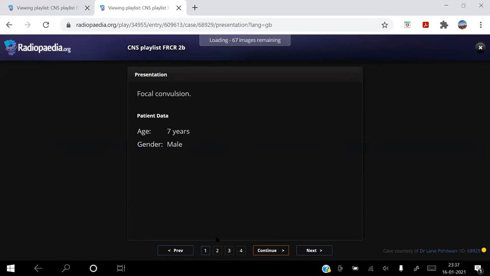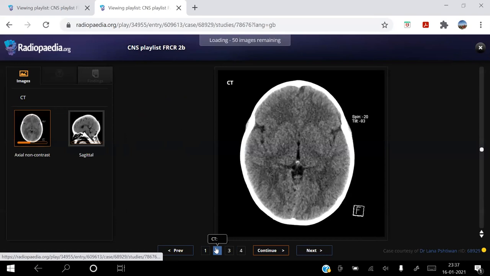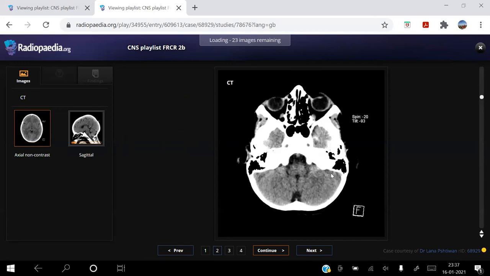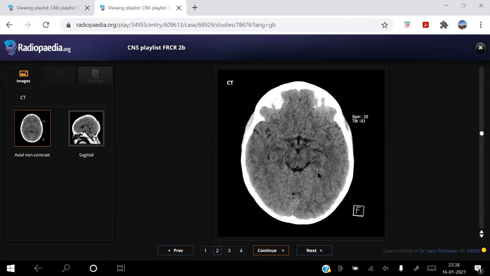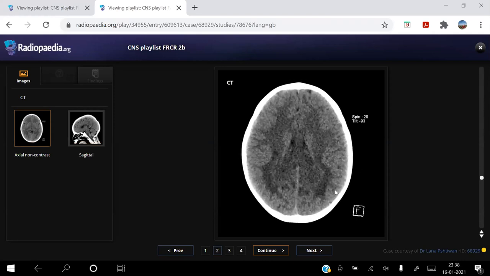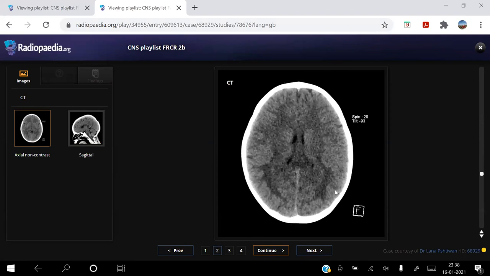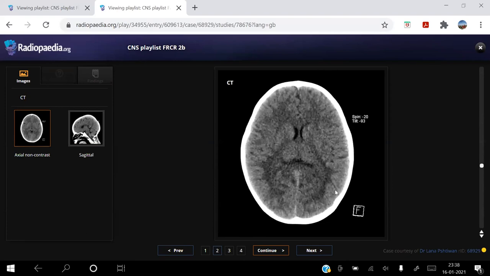So this is a 7-year-old male with focal convulsions. This is the axial and sagittal CT images of the brain of a 7-year-old boy presenting with seizures. So the most striking abnormality is the hypodensity involving the bilateral parietal lobes in the periventricular white matter, sparing the subcortical U fibers. So with these findings, I will suspect a diagnosis of X-linked adrenoleukodystrophy.